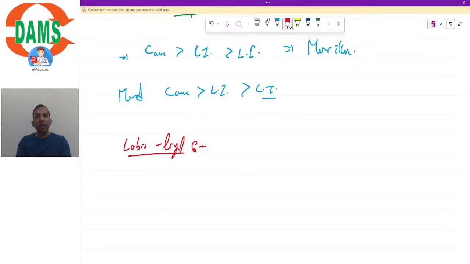Again the sequence would be the same both for maxilla and for mandible. In case of maxilla, the central incisor is larger than the lateral incisor. In case of mandible, the lateral incisor is larger than the central incisor. So the sequence does not change, it remains the same, right.